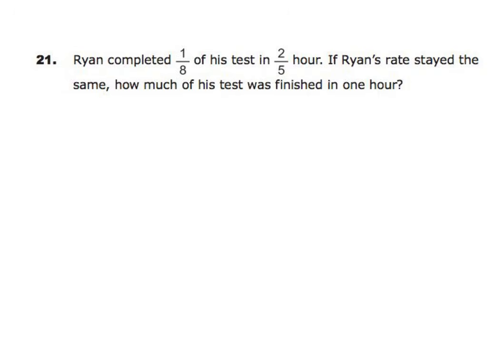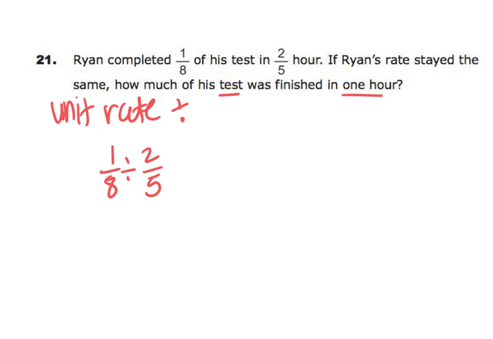Ryan completed 1/8 of his test in 2/5 hour. If Ryan's rate stayed the same, how much of the test was finished in 1 hour? So test per 1 hour. So once again, we're going to do unit rate, and we're going to divide 1/8 divided by 2/5. Remember, fractions, keep, change, flip. Keep the first one, change my division to multiplication, and flip my 2 over 5 to be 5 over 2.